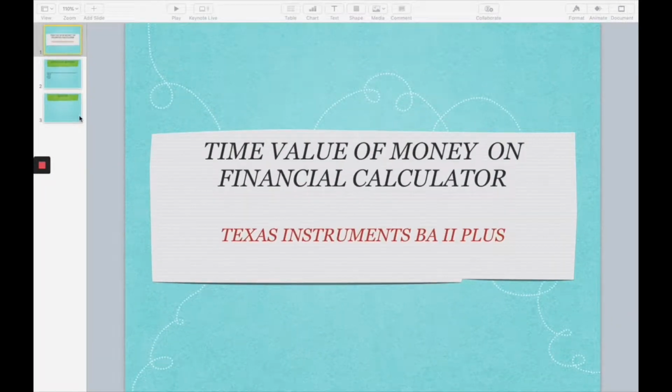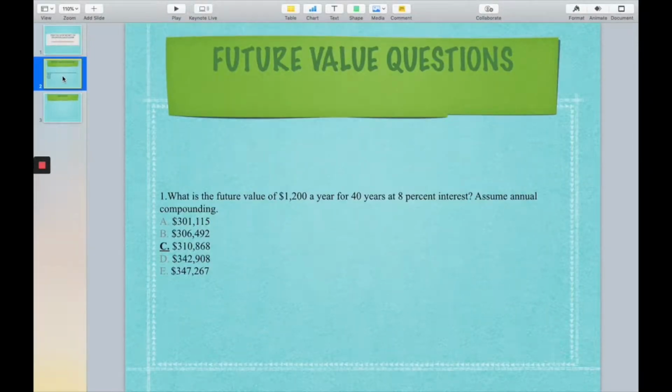Solving time value of money questions on a financial calculator. The one I'll be using is the Texas Instruments BA II Plus. For the questions we're solving, we'll start with future values.